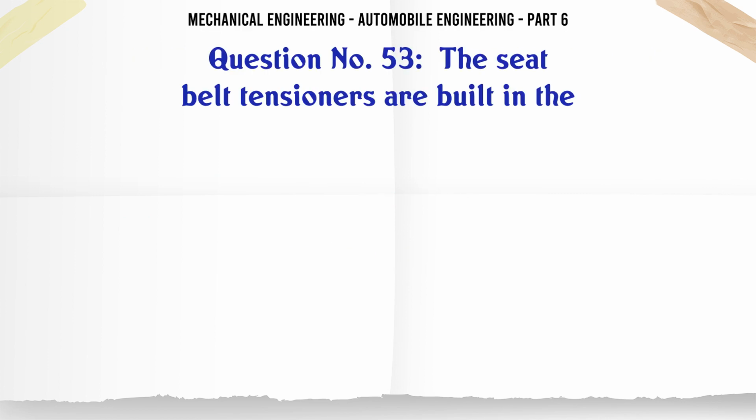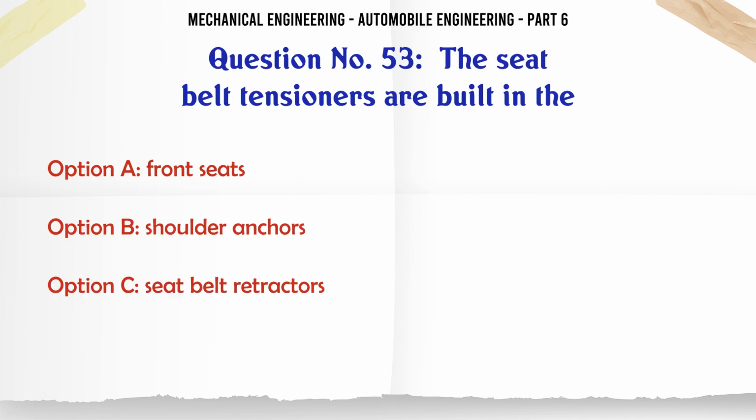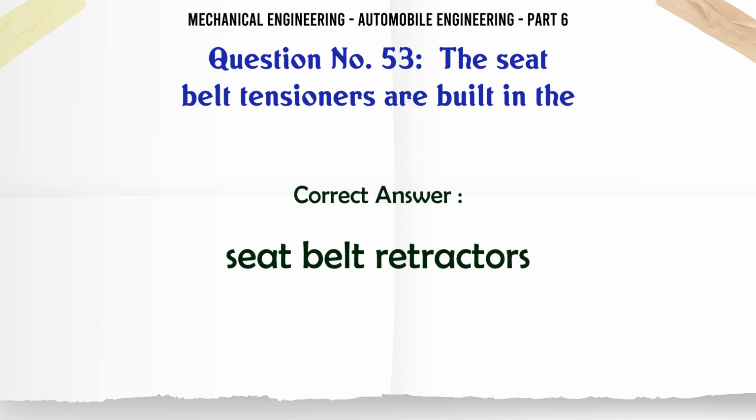The seat belt tensioners are built in the: A. front seats, B. shoulder anchors, C. seat belt retractors, D. seat belt buckles. The correct answer is seat belt retractors.